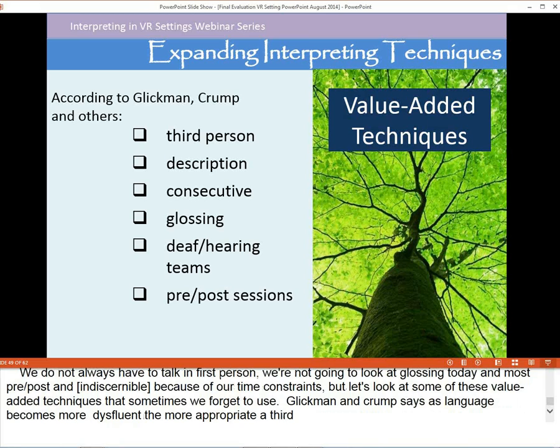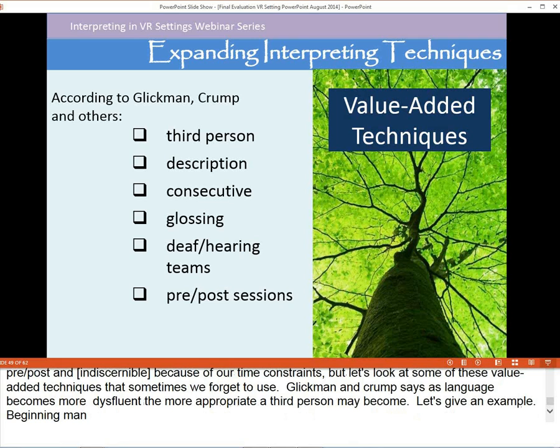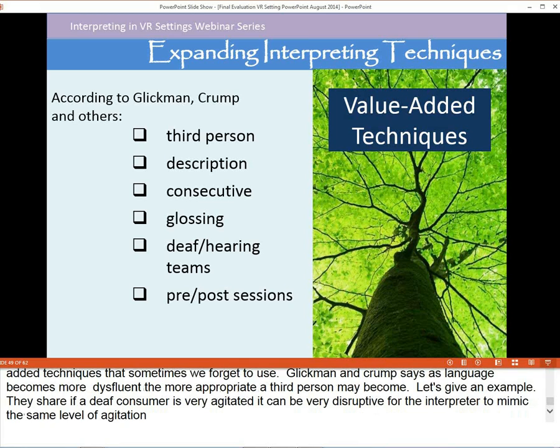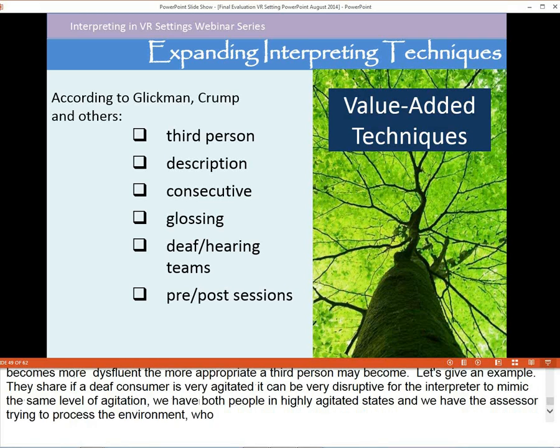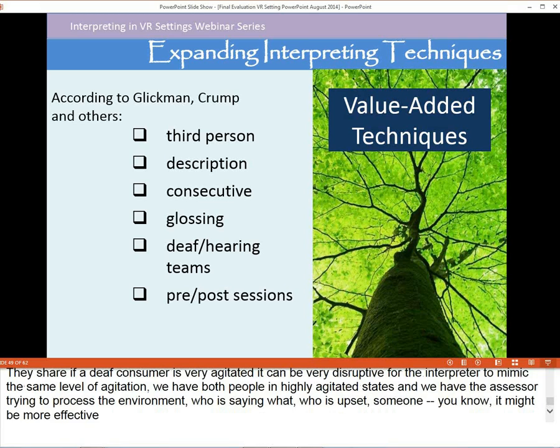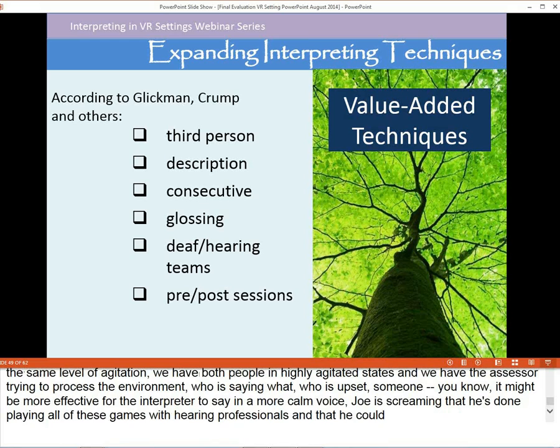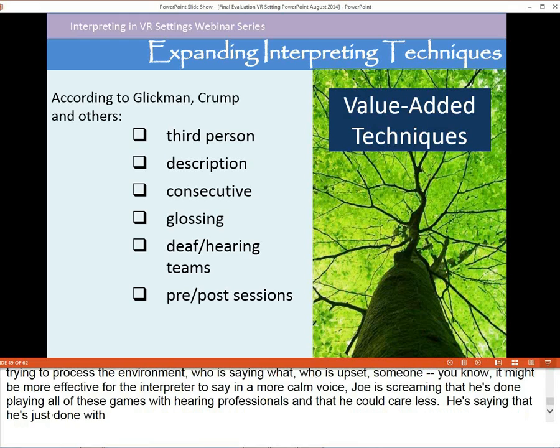Let's give an example. Glickman and Crump share, if a deaf consumer is very agitated, it can be disruptive for the interpreter to mimic the same level of agitation. We've got the deaf person out of control, we've got the interpreter out of control. They're both in highly agitated states, and we have the assessor trying to process the environment and figure out who's saying what? Who's upset? They said it might be more effective for the interpreter to say in a more calm voice, Joe is screaming that he's done playing all these games with hearing professionals and that he could care less. He's saying that he's just done with all of this bullshit.